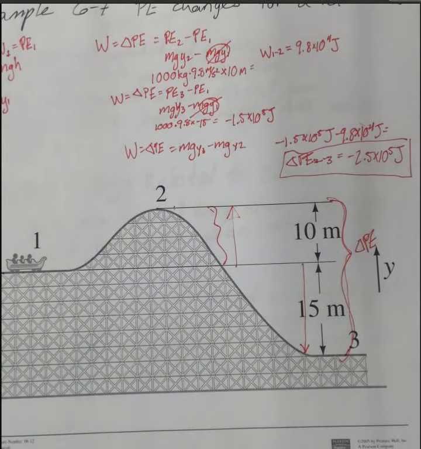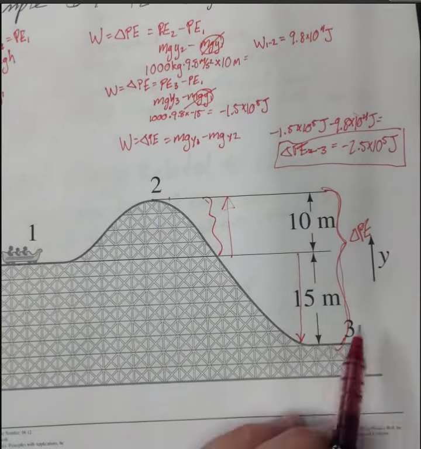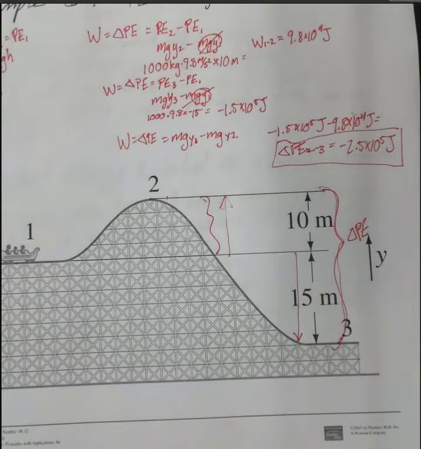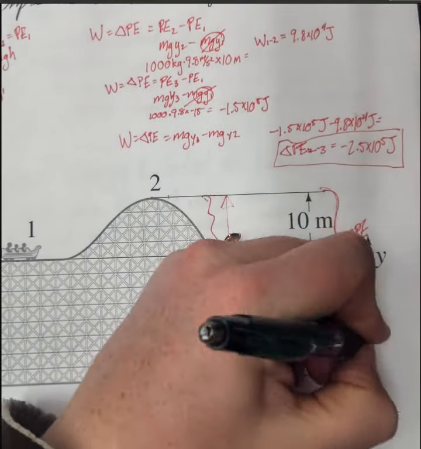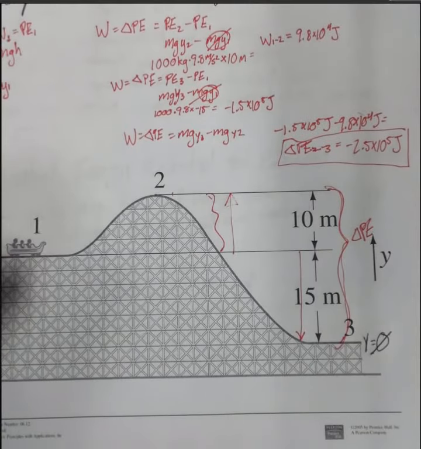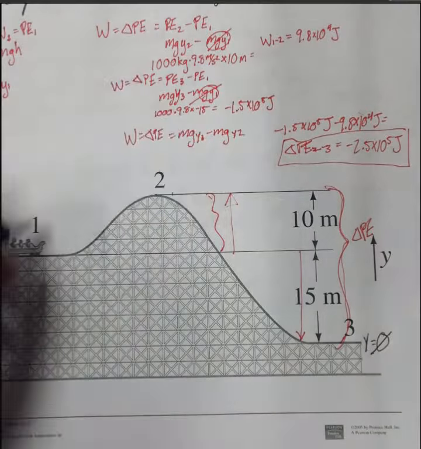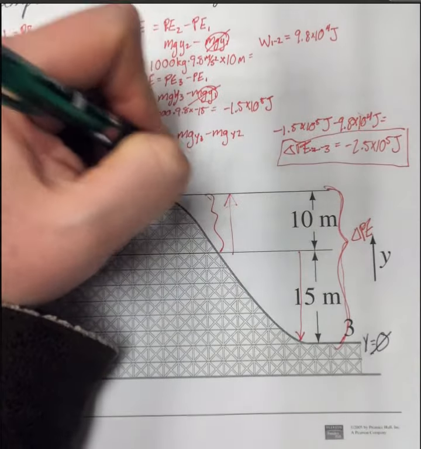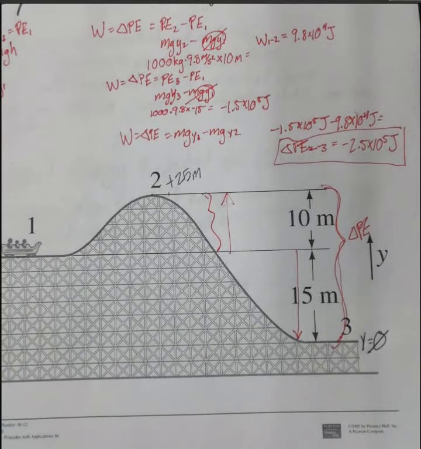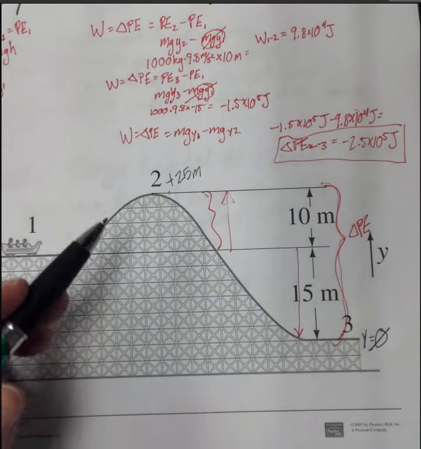We can repeat that, but this time we can change our reference point. And why would we want to do that? Well, if you know that your overall height change is going to be down to this lower level, then maybe we want to set this value as 0. In that case, this one would be a positive 15 meters up, and this would be a positive 25 meters up. And now we can calculate our potential energy from 1 to 2, from 1 to 3, and from 2 to 3.